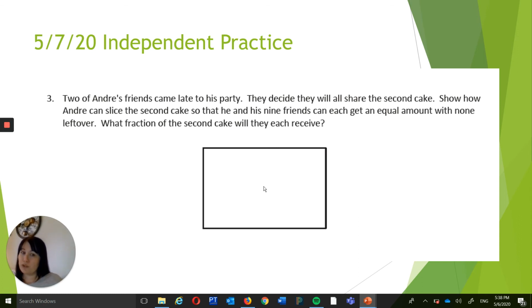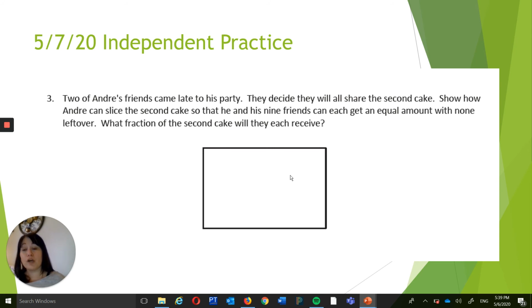So remember, the first thing you need to do is read it and think about how many friends there are all together. I'm going to reread it for you, and I want you thinking about how many friends came to the party. 2 of Andre's friends came late to his party. They decide they will all share the second cake. Show how Andre can slice the second cake so that he and his 9 friends can each get an equal amount with none left over. What fraction of the second cake will they each receive? I'm going to give you a little hint. Don't forget the birthday boy.